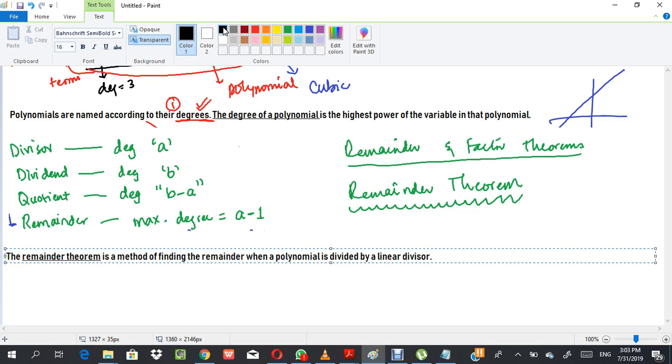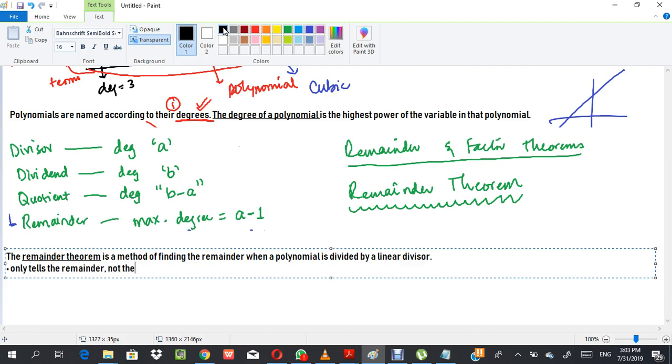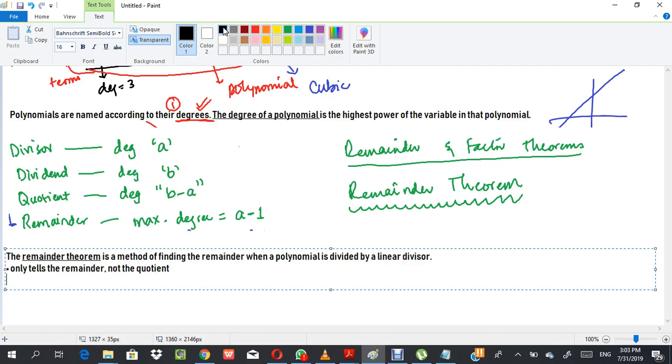So this tells us two important limitations of the remainder theorem. Limitation number 1, it only tells the remainder and not the quotient. And number 2, it works only with linear divisors. So if I have a divisor with degree 2 or degree 3, it won't work.